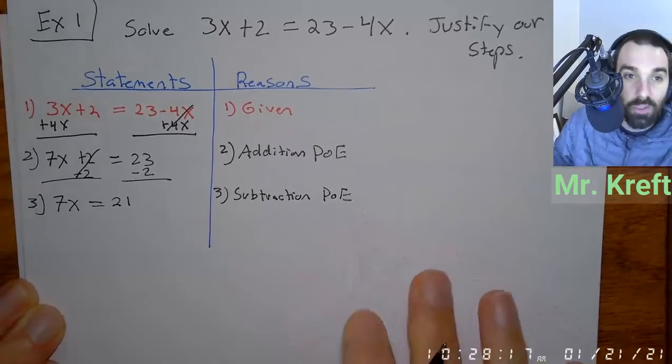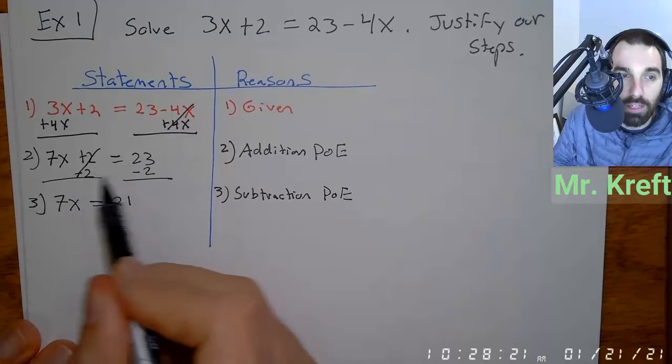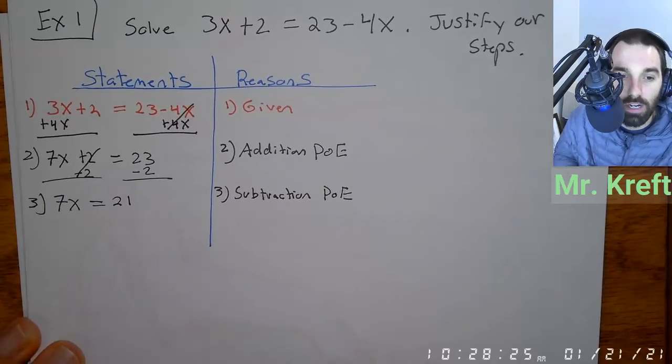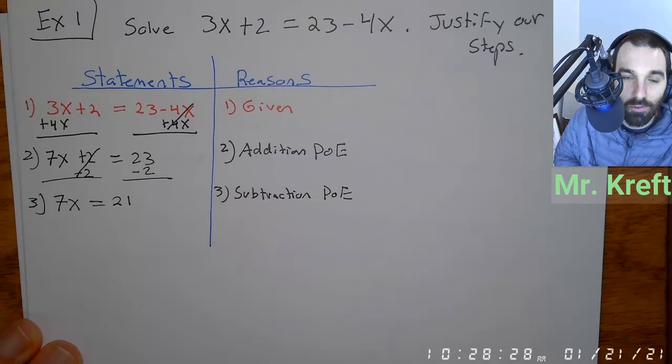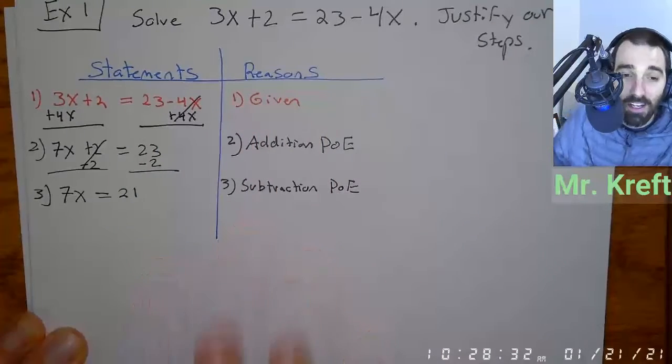And then again, you don't have to write POE. It's habit for me because I'm keeping the equal sign real. I'm doing the same thing to both sides. I subtracted 2. I subtracted 2. Are you guys doing okay so far? This is slightly new, but this is a proof.